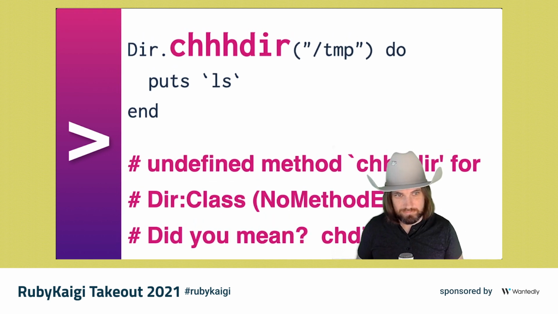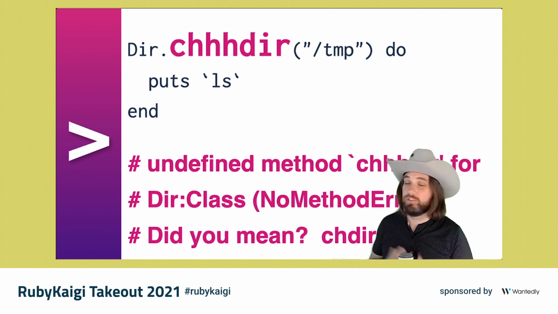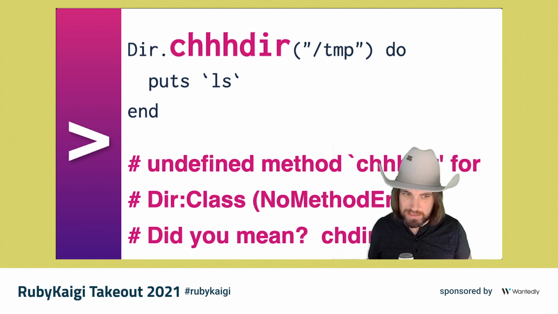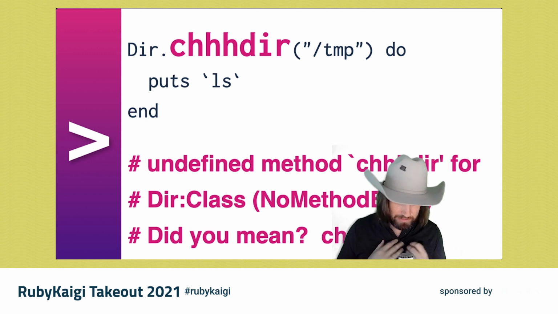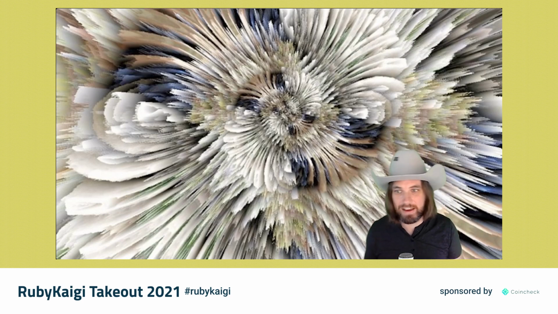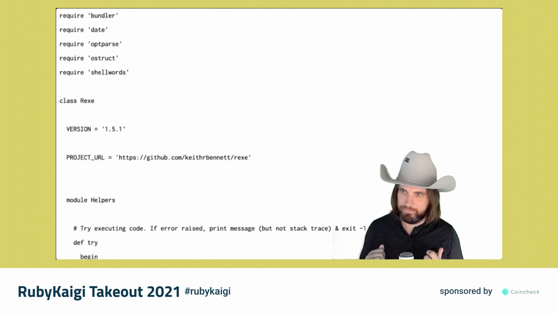I love exceptions, though, especially when they help me. Okay, name error. All right, this is beautiful. Did I mean to use chdir? Yes, this error brings me joy. The did_you_mean gem is now integrated directly into Ruby, which is brilliant. But syntax errors in Ruby are just awful. They creep me out. Why are they like that?